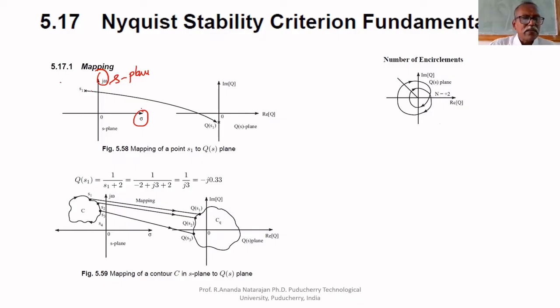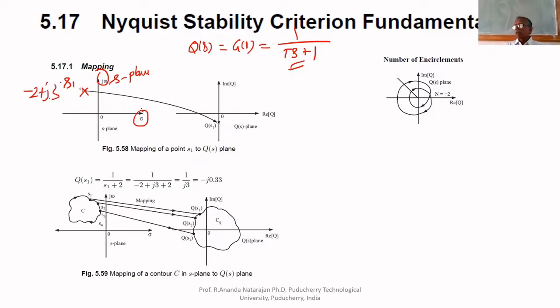In that S-plane, you are taking one point, say S1. Take S1 and substitute in Q of S. Q of S equal to a transfer function G of S, that is 1 by tau S plus 1. That S1 point is substituted here. What is that point? A complex point. Am I correct or not? That complex point, let it be minus 2 plus J3. S1 is minus 2 plus J3. Substitute here.